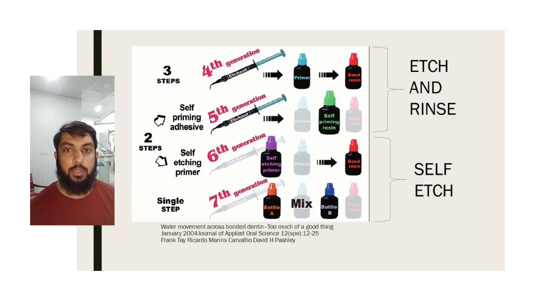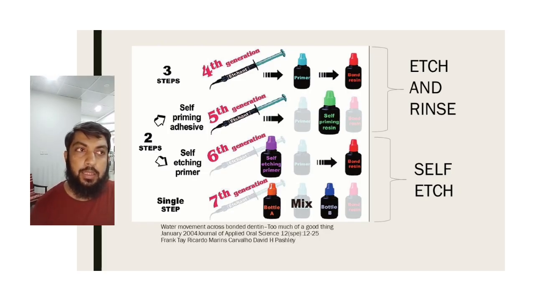Then the etch and dry became one step when they used hydrophilic acidic monomers. The etchant, the bonding agent, and everything went into one bottle. So there were two generations of self etch and two generations of etch and dry.